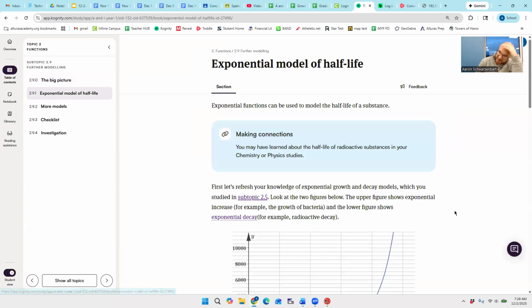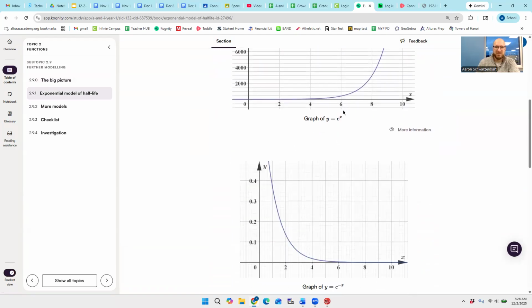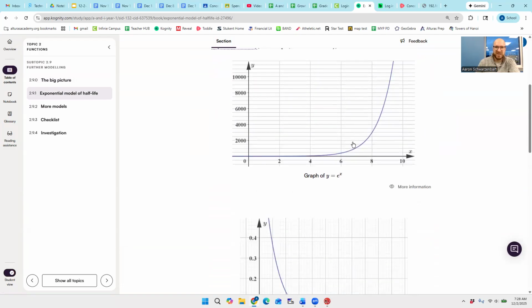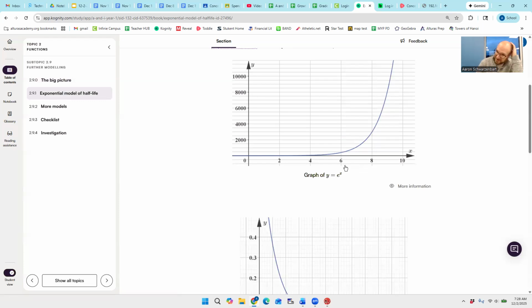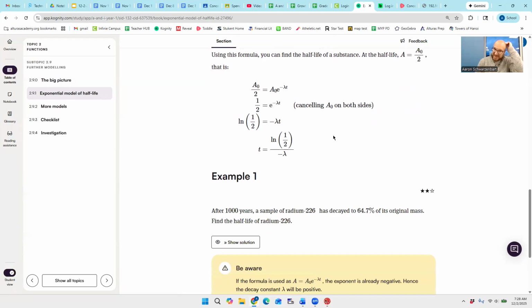So we're going to talk about the exponential model and the half-life. We've got a graph here, y equals e to the x. Notice it's very zoomed out on the y-axis, so it looks very flat on the x-axis at first, because this is 2000. e to the negative x is going to go the opposite way.